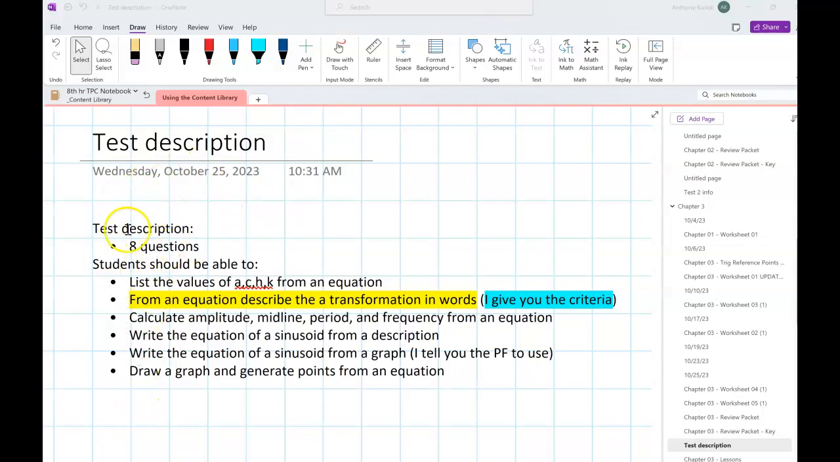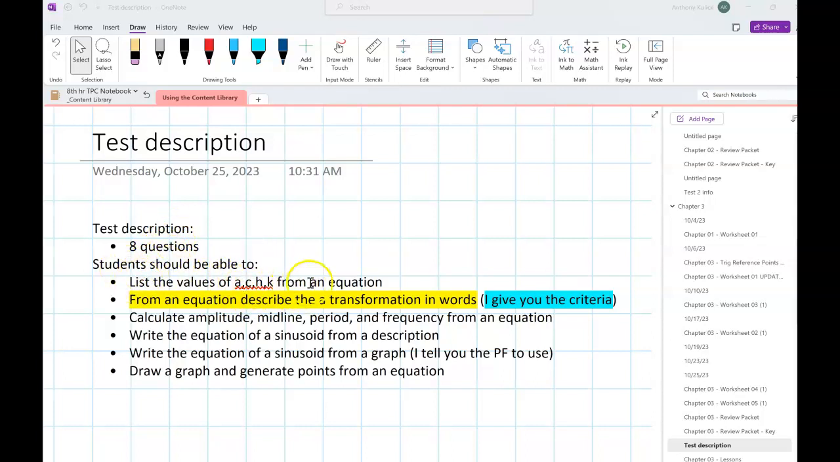So I just want to talk a little bit about test format here to start. Your test has 8 questions. I know that doesn't sound like a lot, but remember the questions from the review and stuff. Those take some time. There's a lot of parts and steps to them. So 8 questions. Things you should be able to do.